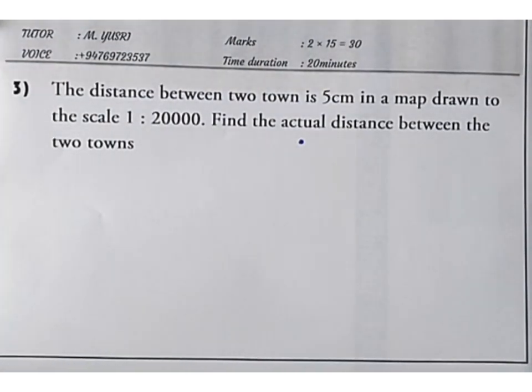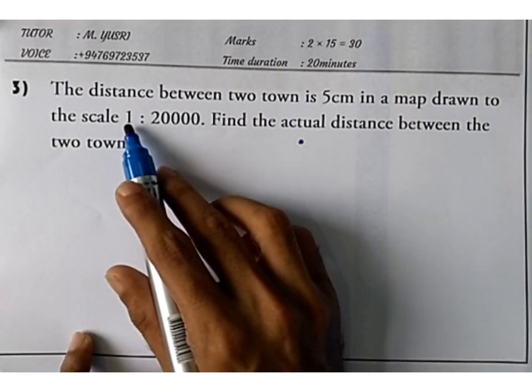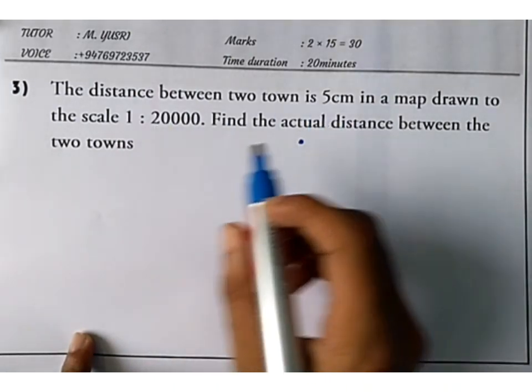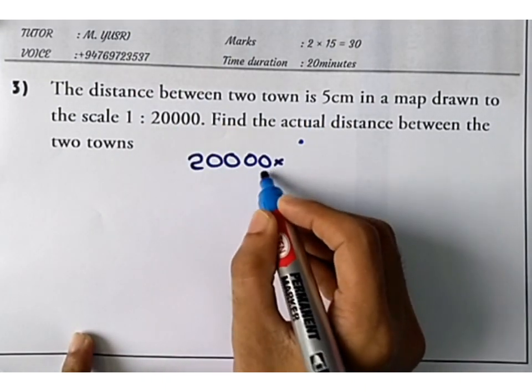And the third question: the distance between two towns is 5 centimeters on a map drawn to the scale 1:20,000. Find the actual distance between the two towns. So how do we find the actual distance? That's very easy, because 1 centimeter represents 20,000. So for 5 centimeters, we just have to multiply 20,000 by 5.